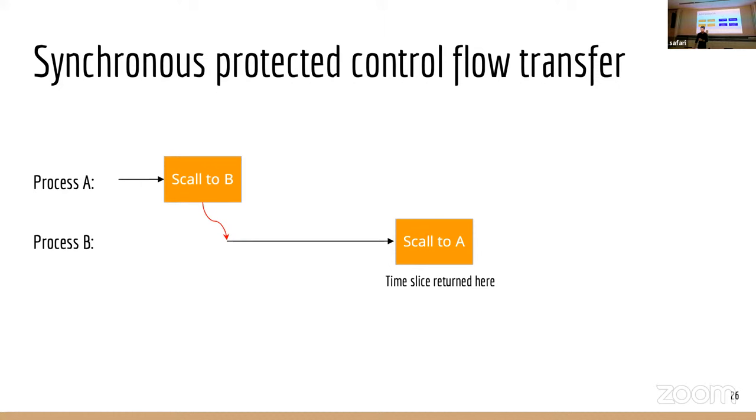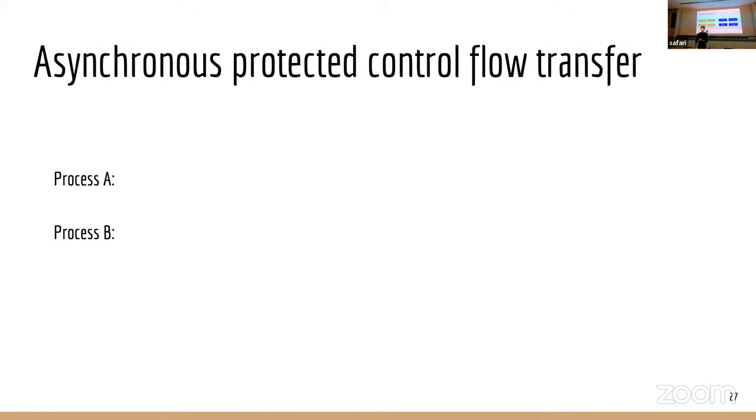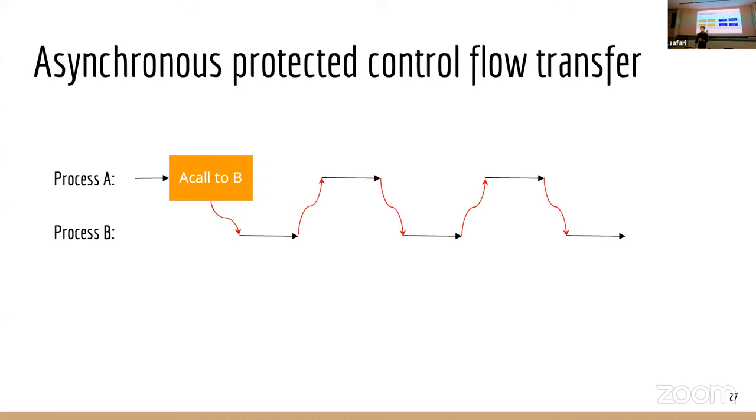So as a small visualization, if we have this process A that runs for a while, then performs an S call to B, we will switch to this process B, which then keeps its time slice and also all of A's future time slices until it S calls back to A, at which point it returns the time slice and execution continues as normal. In the asynchronous case, process A executes for a time, then it calls to B, B executes its time slice, and then afterwards execution continues as normal.